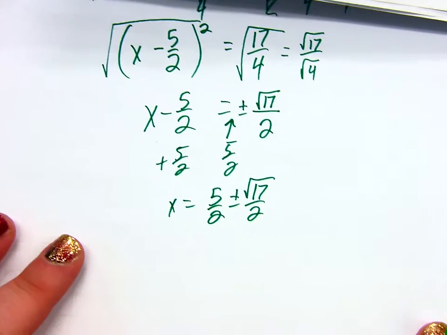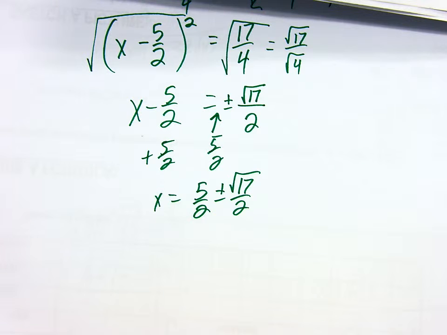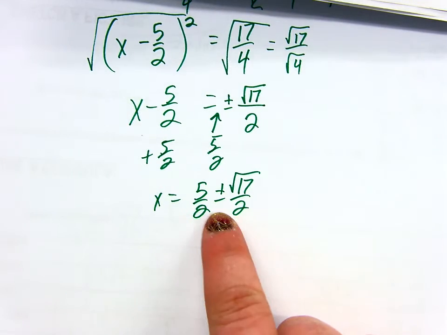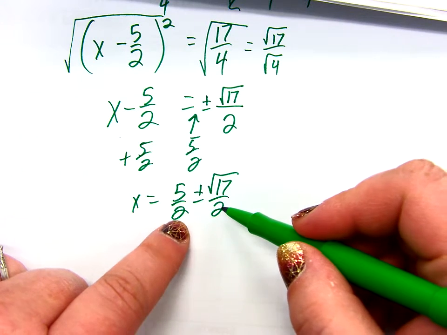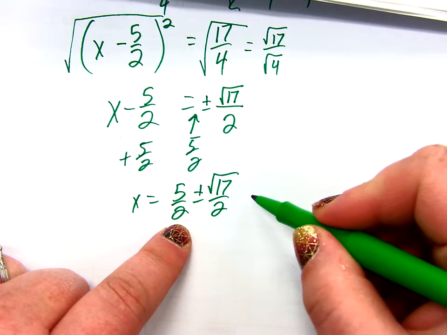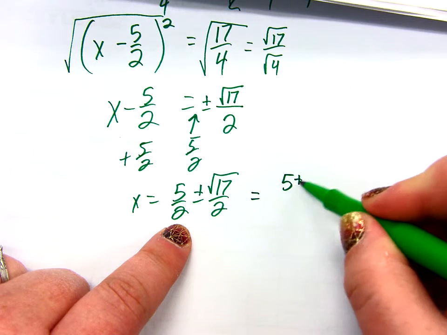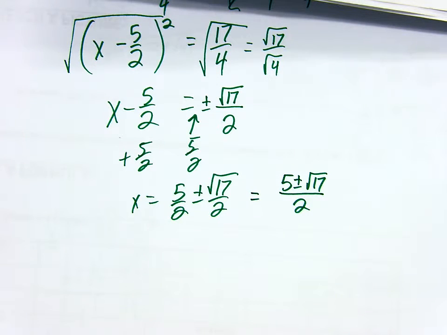The only other thing I want to note is, especially since your midterm is coming up next week, your midterm is all multiple choice, so that's good. There's another way to write this answer that's the same thing. Well, see how they both have a denominator of 2? When they have the same denominator, you could also write it like this. 5 plus minus square root of 17 all over 2. And that's the same thing.